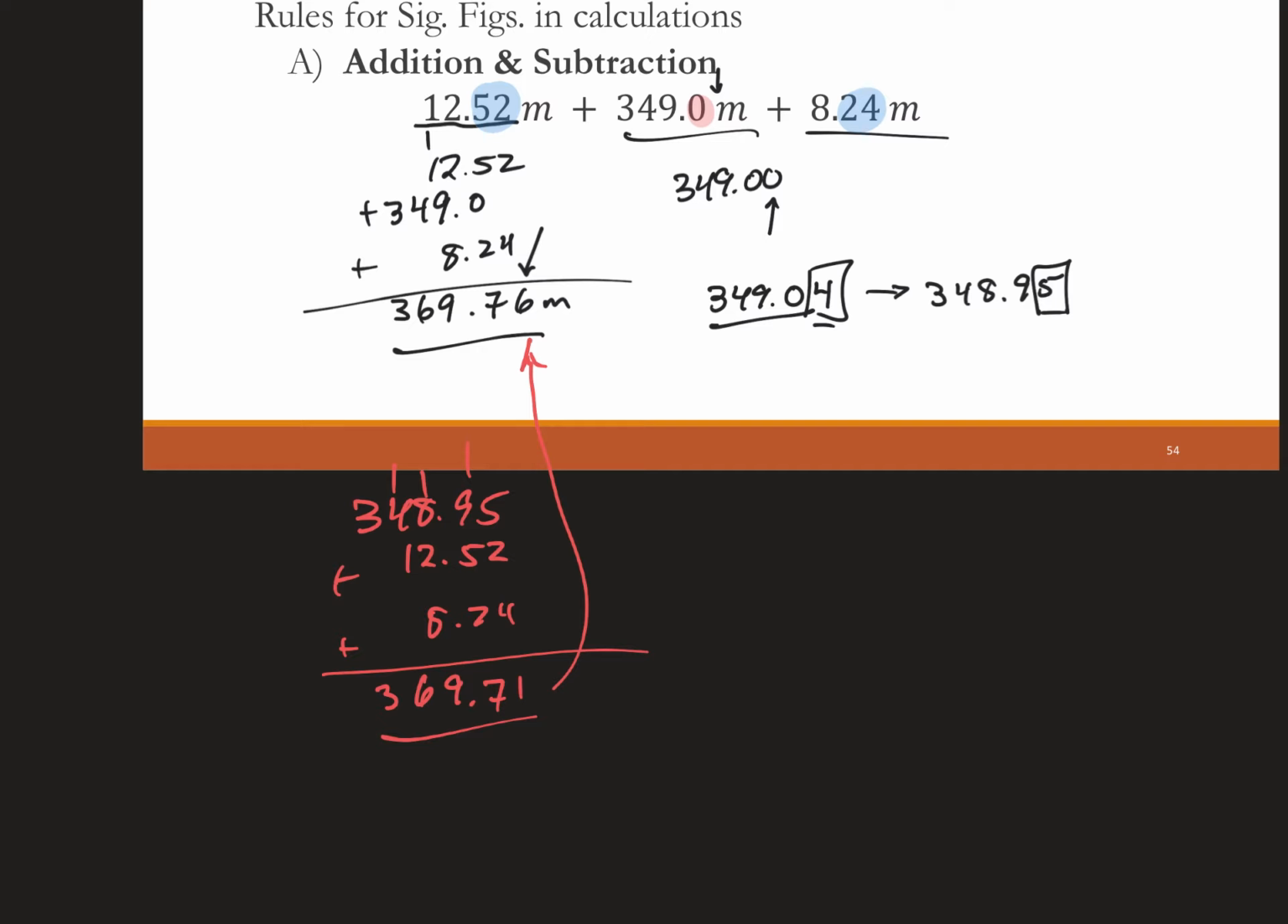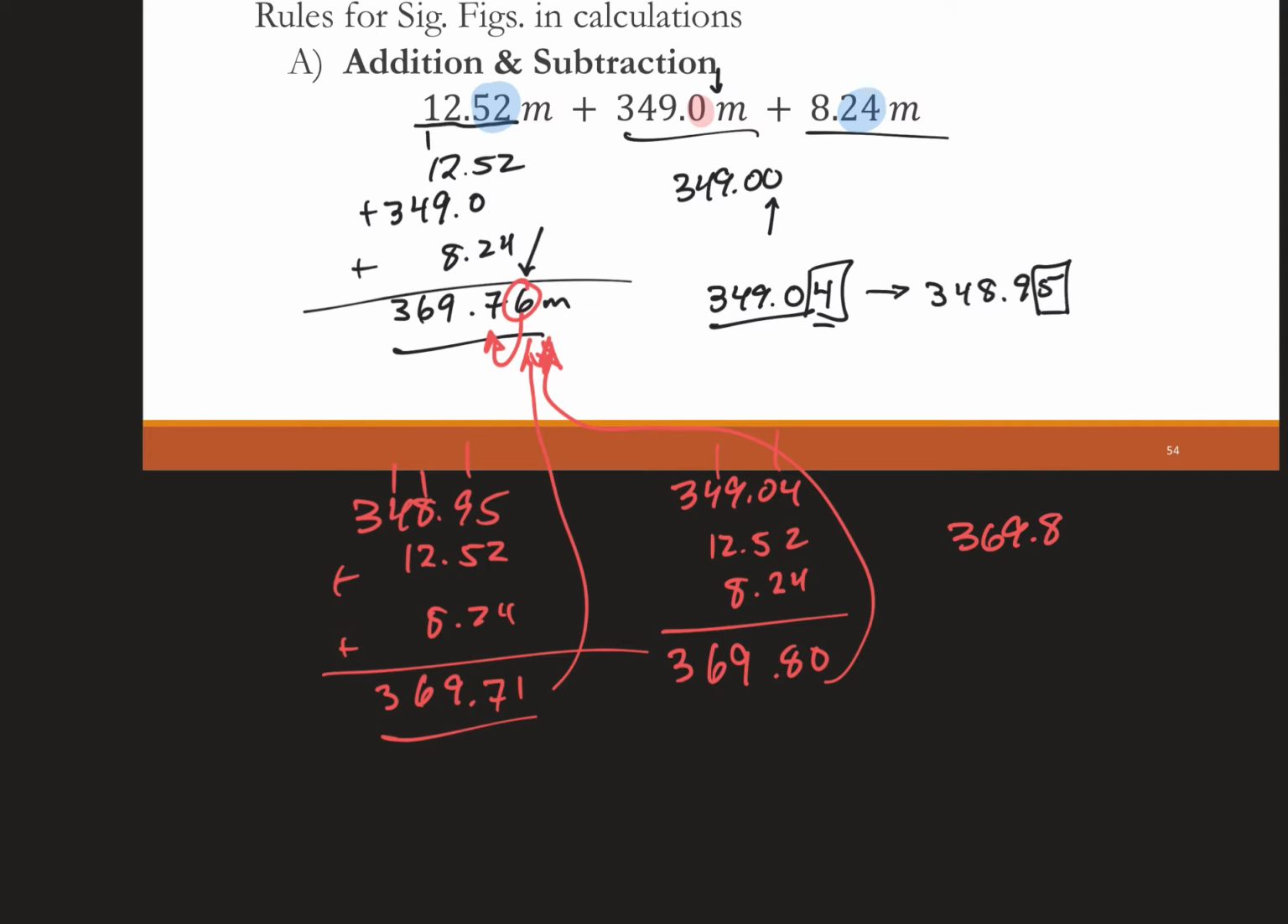We just don't know. If it was 349.04 plus 12.52 plus 8.24, it'd be 369.80. Again, it does not match this. So the true answer is that it's 369 point, because we got that from a calculator and it's a 6, we round it up. It's around there. Okay, that's the best we can do. And don't forget your units would be in meters.